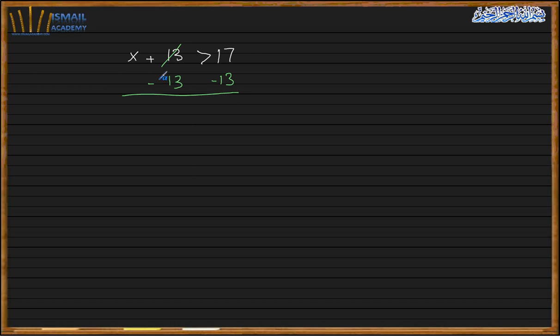So what happened? 13 minus 13 cancels out. Here the sign stays the same because we subtract the same number from both sides. So this is 4 and this is x. In my number line, x is greater than 4, so I put 4 here and an open circle because it's not included, there is no equal here. X is greater than 4, greater is on the right side of 4, so I'm going to shade the right side.